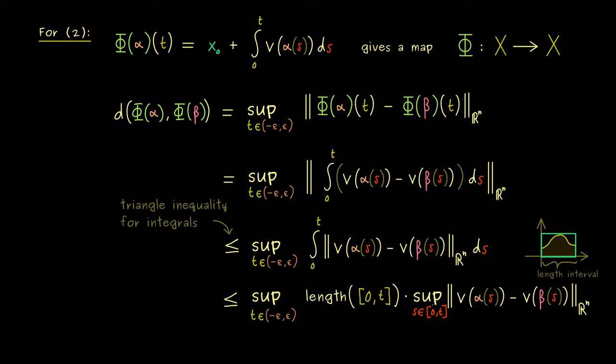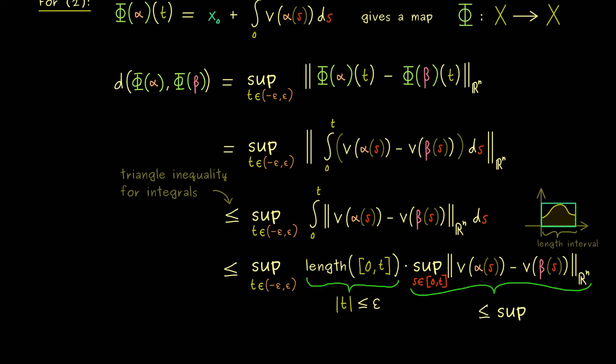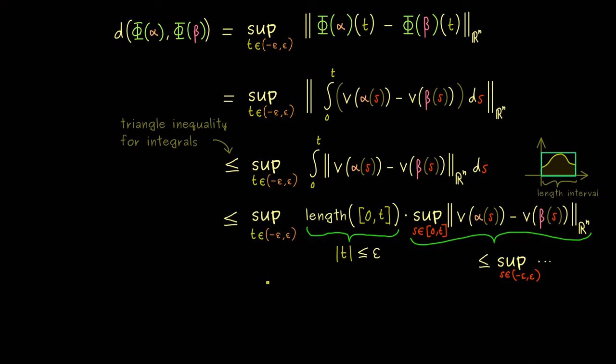Okay, and now the first thing we can simplify here is that the length of this interval here is simply given by the absolute value of t. And there we know, this is definitely smaller than epsilon, because t goes from minus epsilon to epsilon. And also, the second factor here becomes only bigger if we increase the interval for s. So we also have less or equal here if we write supremum of s from minus epsilon to epsilon. Now, if we do both things here, you see we get rid of our variable t and therefore also of the supremum in front. Hence, everything looks a little bit simpler now because we only have less or equal than epsilon times this supremum here.